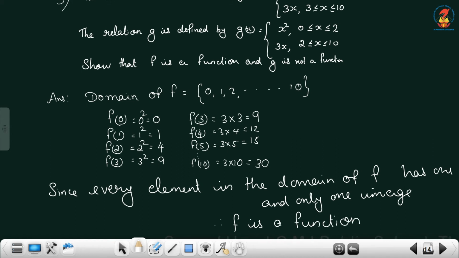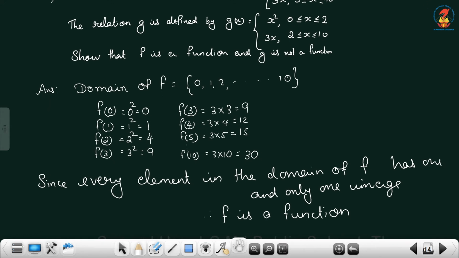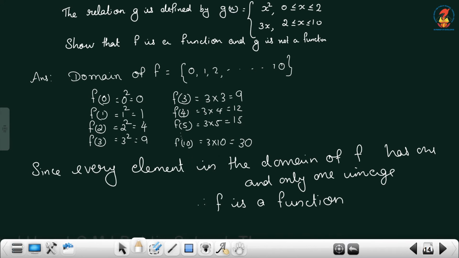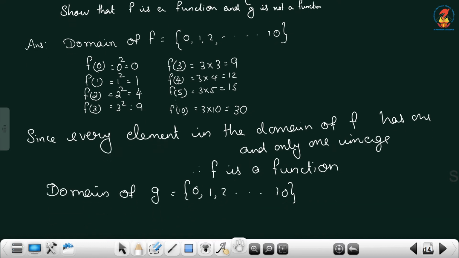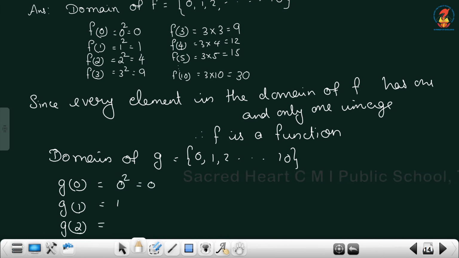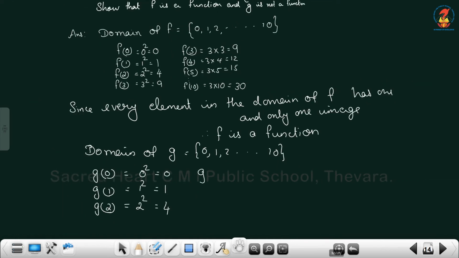Okay. Now what about the second one? G. G is defined the same way, with x square and 3x. So I am writing here also domain of G, that is 0, 1, 2 up to 10. X square for 0 to 2. So G of 0, G of 1, G of 2. 0 square is 0, 1 square is 1, 2 square is 4. Now the second part.